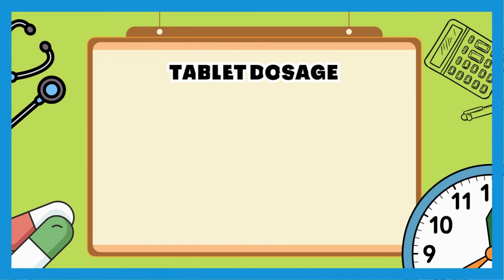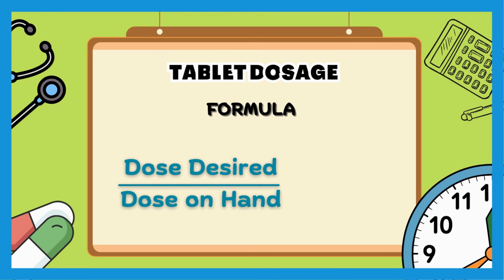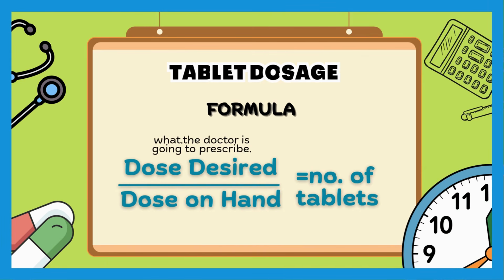All right. Let's go to tablet. That is tablet dosage. Here is your formula. Dose desired over dose on hand. This will give you the number of tablets. Now, what is the dose desired? This is what the doctor is going to prescribe. Dose on hand is the tablet that you have in hand.